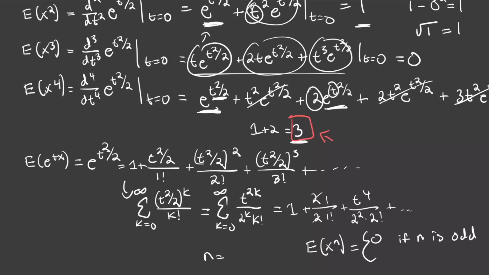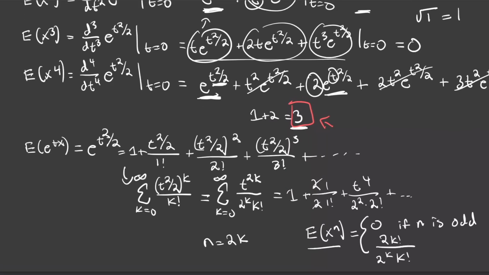If n is even, so n is equal to 2 times some integer k, then I'm going to be taking the 2kth derivative of this sum right here. The only term that's going to survive is the one that started off with t to the power of 2k. When I take the 2kth derivative of that, I'm just going to get 2k factorial on the top. That's what happens when you take a derivative 2k times. And on the bottom, I'm going to have just 2 to the k times k factorial, because it is a constant. So that's the general case for my moments. My expected value of x to the power of n is 0 if n is odd, and it's this right here if n is even, so n is equal to 2k.